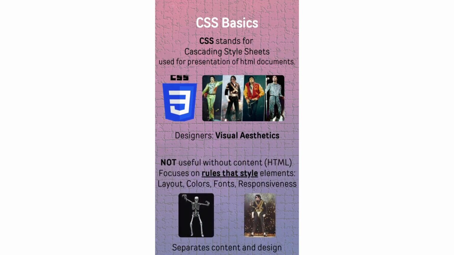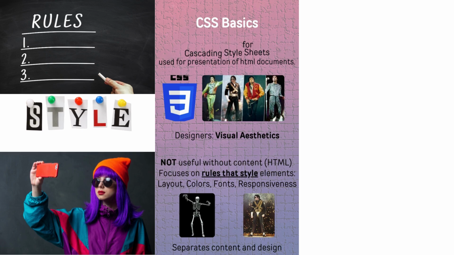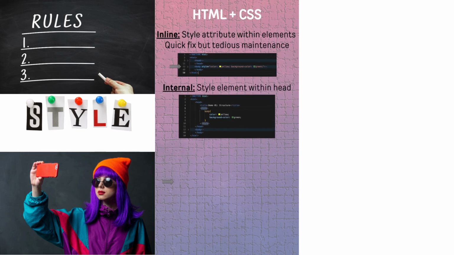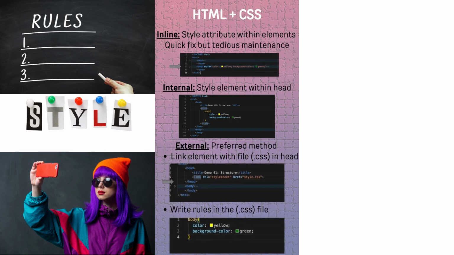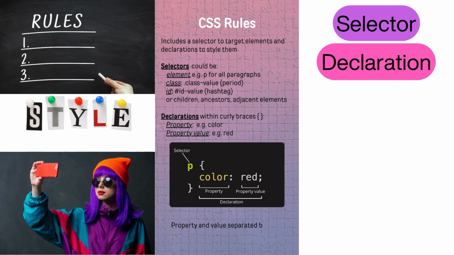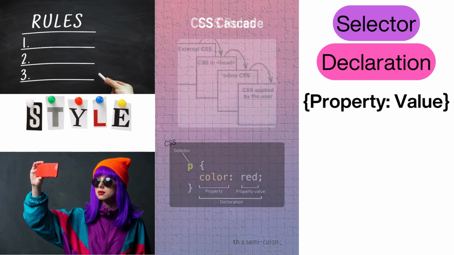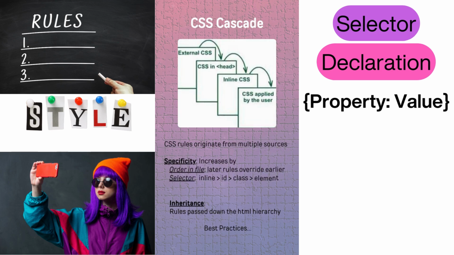It focuses on rules that add style to the skeleton or the body of the HTML. CSS can be added to HTML either inline, or internally within the head element, or preferably externally through a linked file. To write rules, you choose an element using a selector and use a declaration to affect its style. The declaration takes a property of the element and gives it a value.